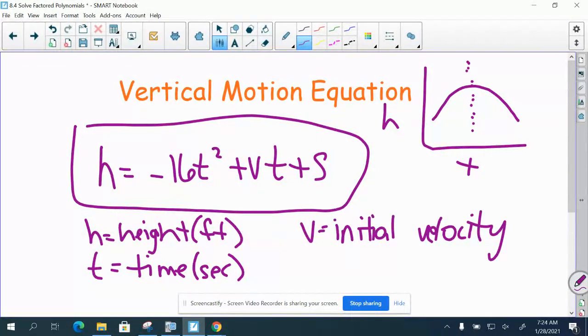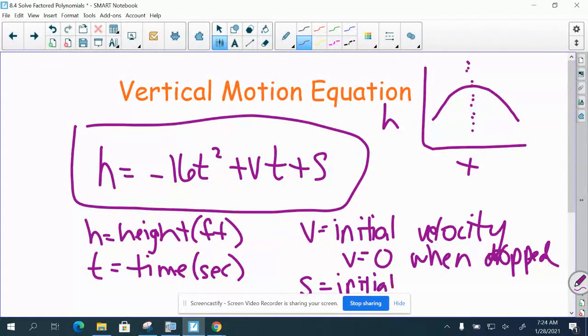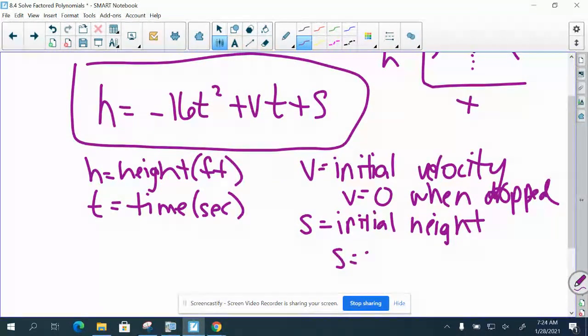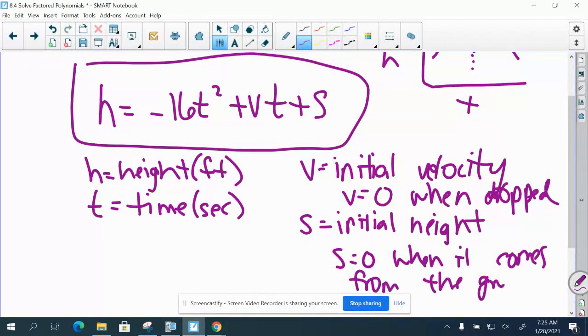Now, if you were to take an object and drop it, you aren't throwing it with a force, so the initial velocity would be 0. So v equals 0 when something is being dropped. And then s stands for initial height, or you could think of it as the initial starting point. If it's coming from the ground, the initial height will be 0. So s equals 0 when it comes from the ground, or if something jumps from the ground.